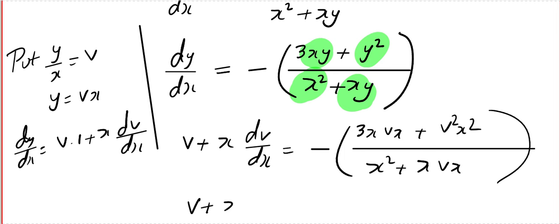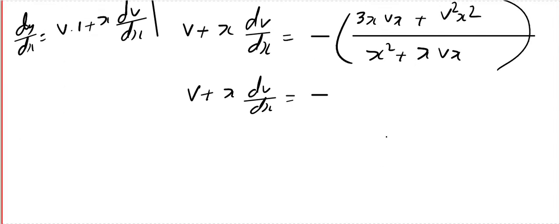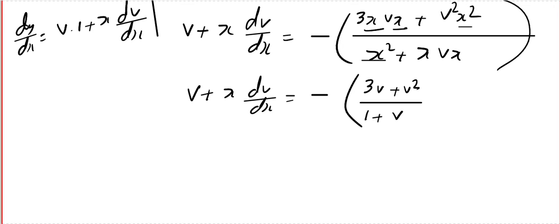So v plus x into dv by dx is equal to minus... you know what's going to happen, because this x square, x square, x square, x square is going to get cancelled. So the remaining part will be (3v plus v square) by (1 plus v). And we can take this v from here to the other side, that will still be minus v. So plus v, and we'll take minus common.